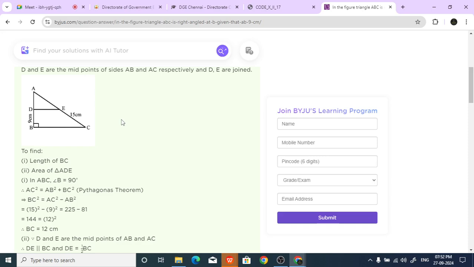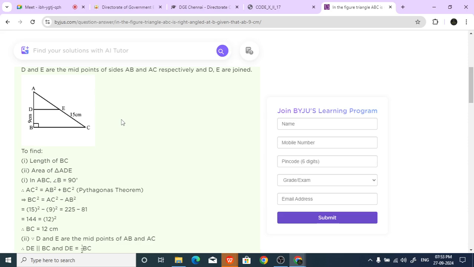D is the midpoint of AB. So, what is AD? 4.5. So AD is 4.5, DE is 6. Can you find the area of the triangle? Half into base into height. Half into 6 into 4.5. How much are you getting? 27, sir. No.